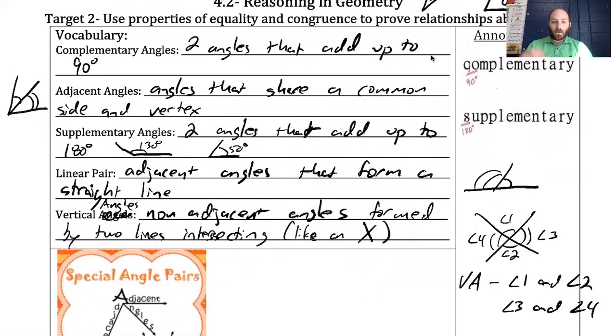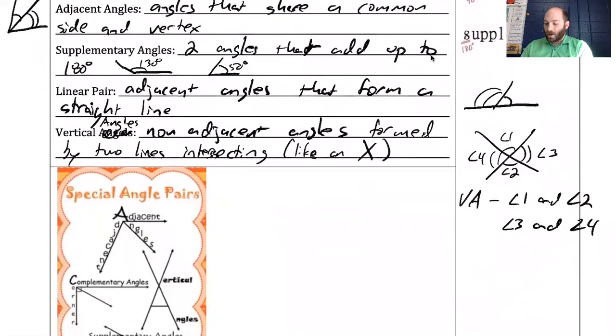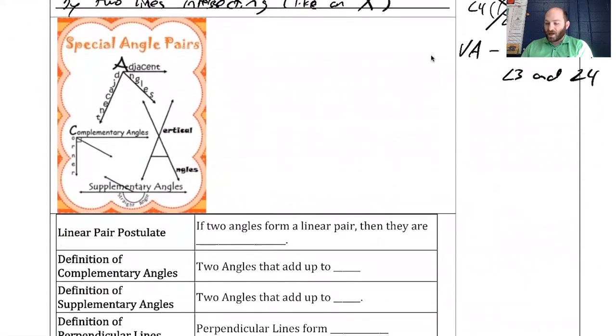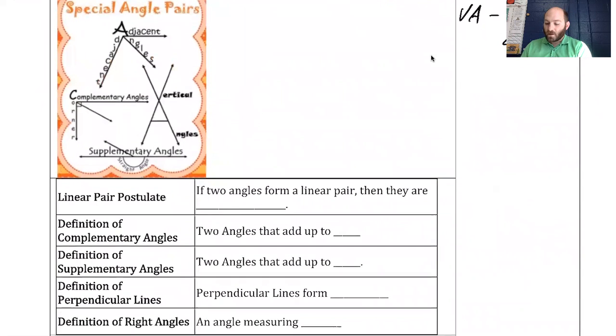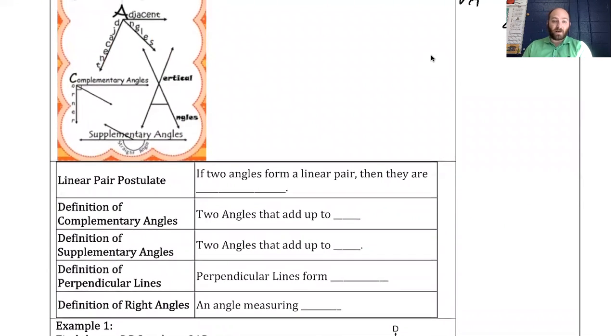Okay? So now we're going to analyze a little bit more about these ideas, something with adjacent angles, complementary, vertical, and all of that. Okay? So the first one is the linear pair postulate. If two angles form a linear pair, then they are supplementary.